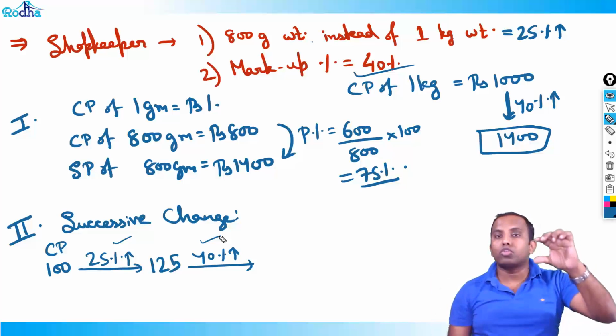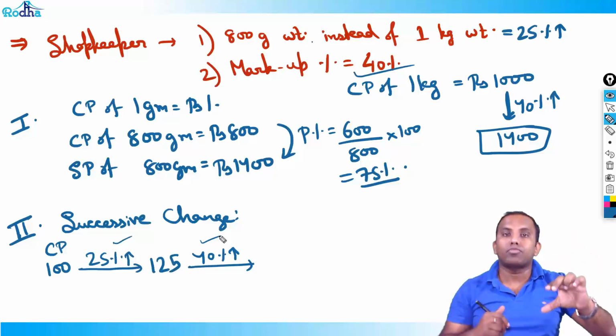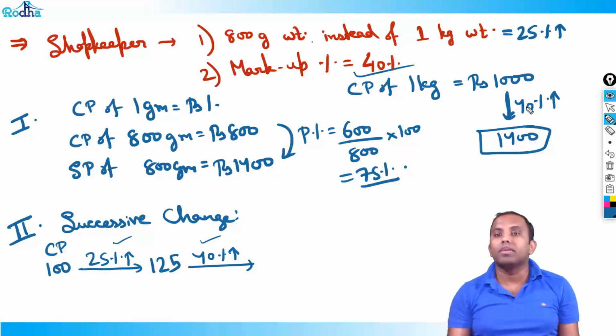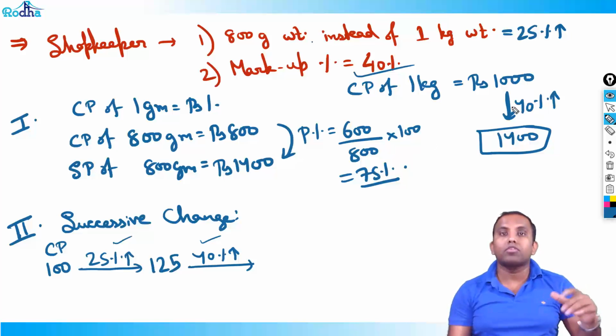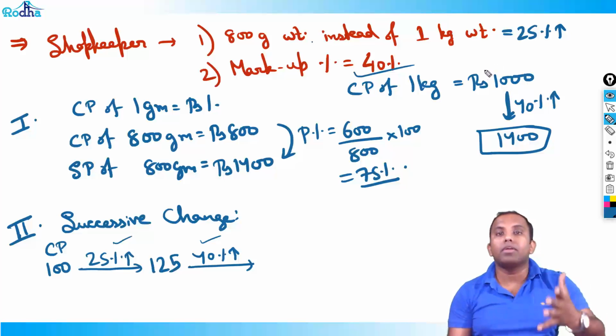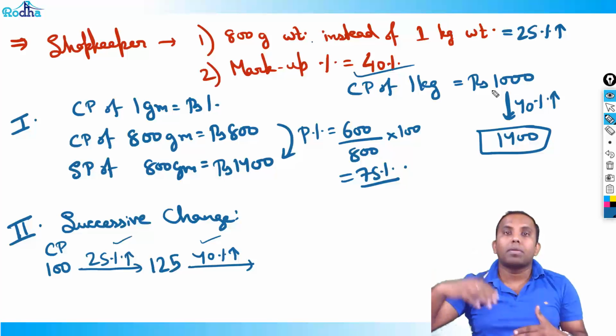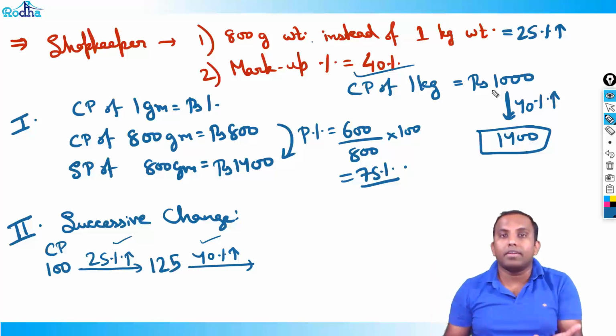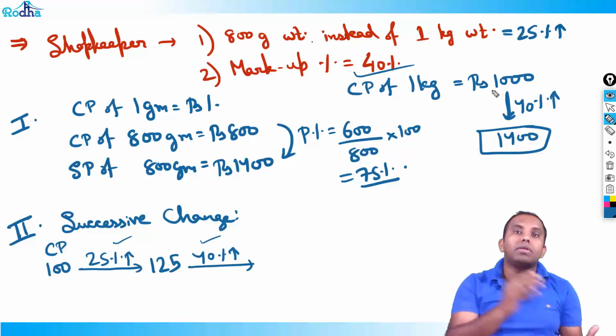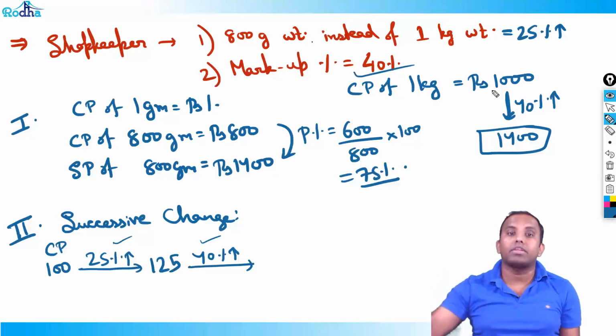So those 200 gram, he's also taking the price from us. First I should pay 1000 rupees if the price was not included. That is like 200 gram. I am paying 1000 rupees if only you are cheating by weight. But I am paying 1400. I am paying for 1 kg plus 40% extra, that is his markup. But I am not getting 1 kg, I am getting only 800 gram. I am further cheated there by 200 gram. This is successive change. Okay.